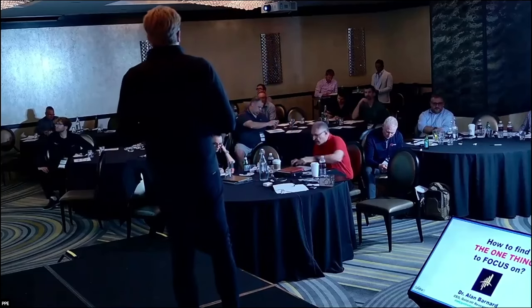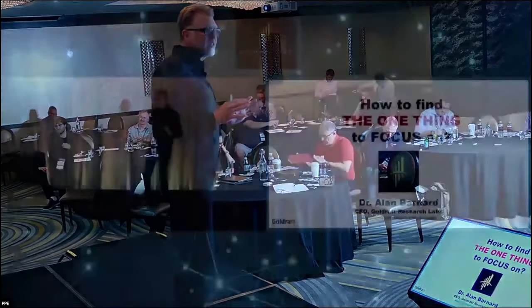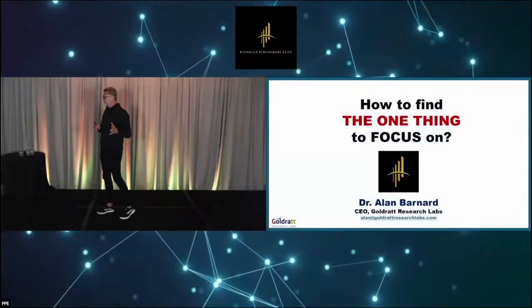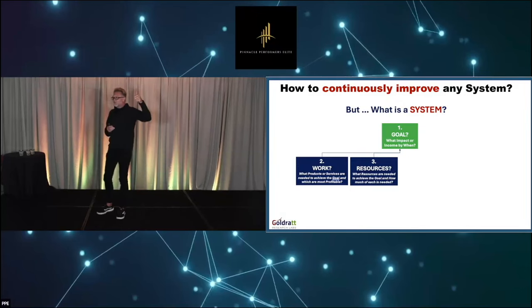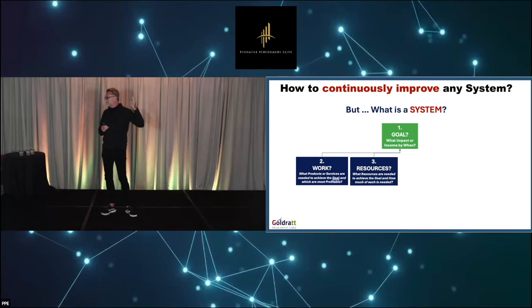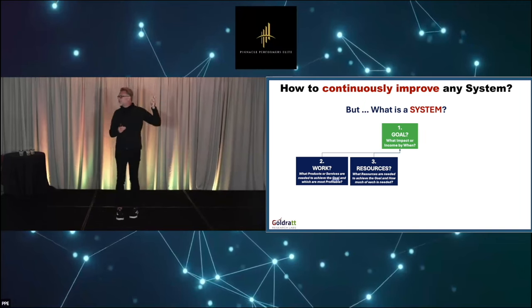How do you continuously improve any system? Any system or subsystem? Well, firstly, you have to define what's a system. A system has five parts. Every system has a goal. In order to achieve the goal, you have to do some kind of work, make products or services. In order to do the work, you need resources.